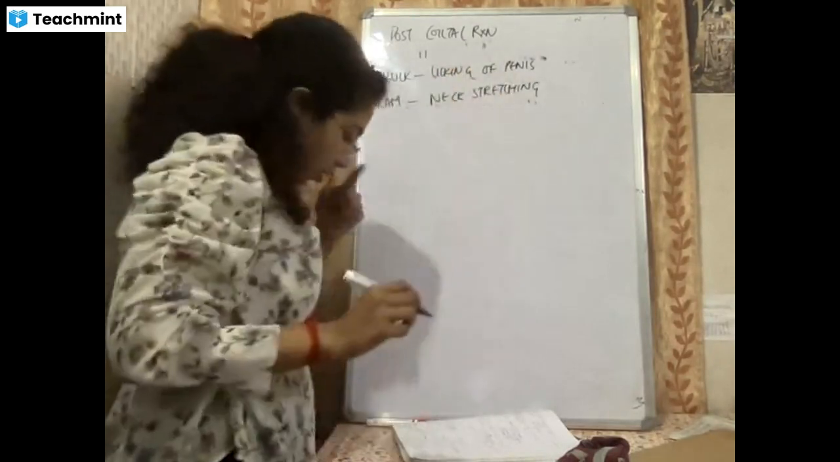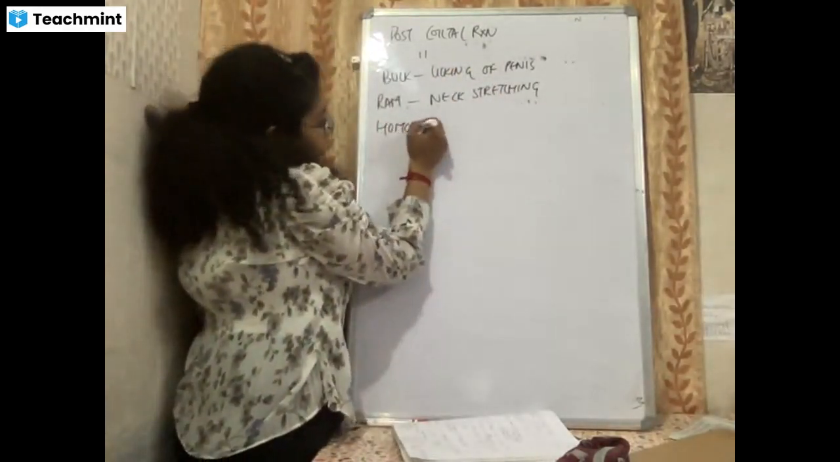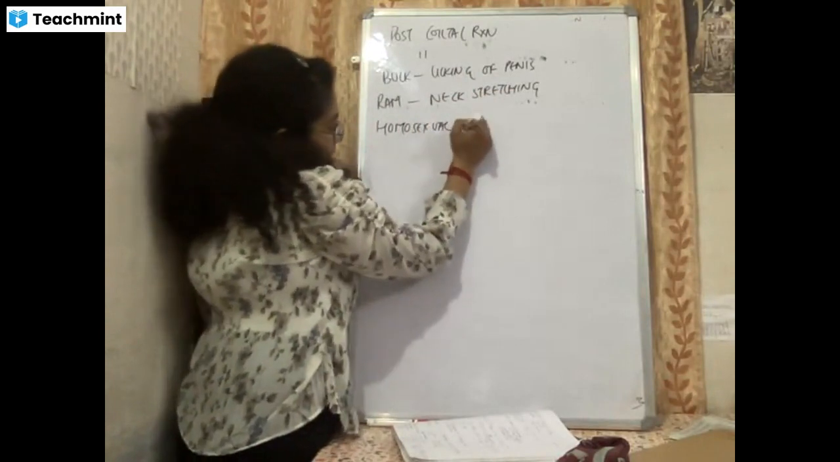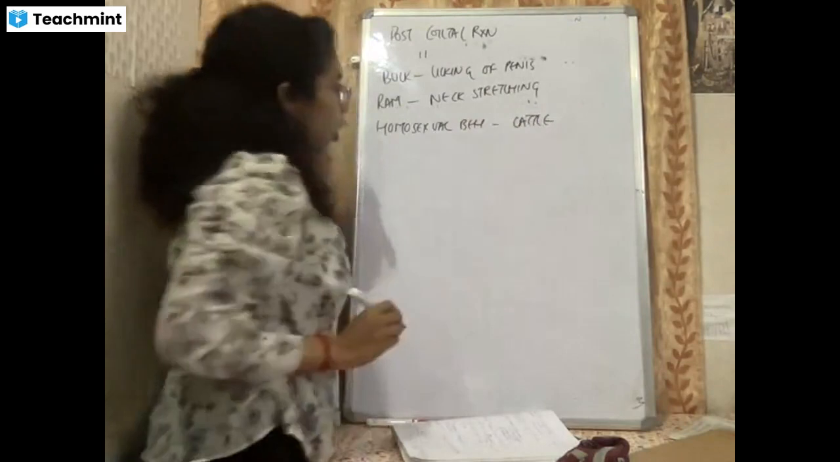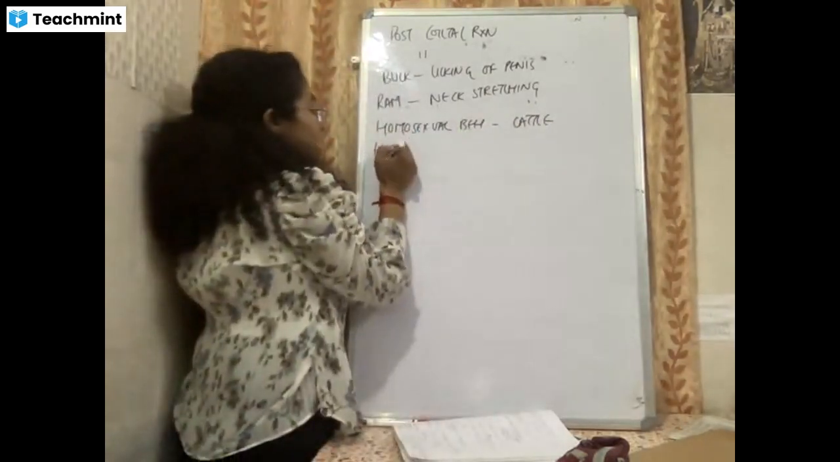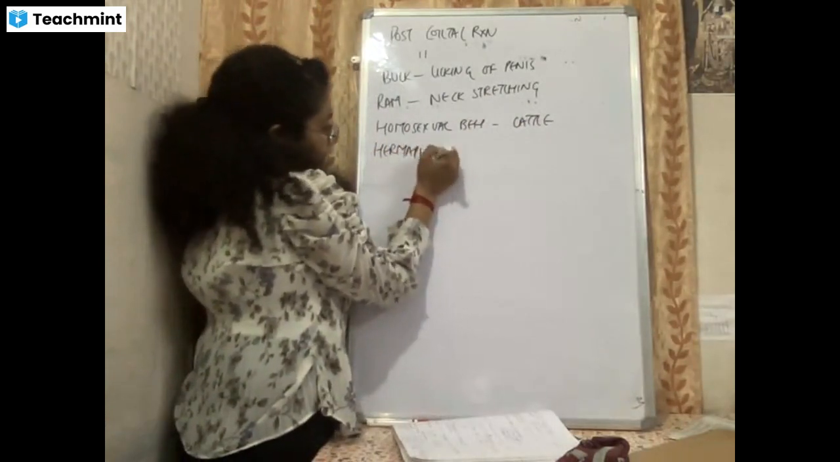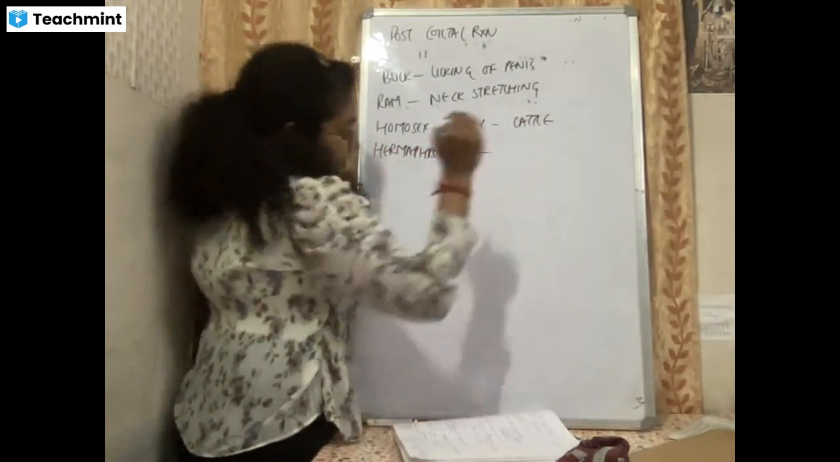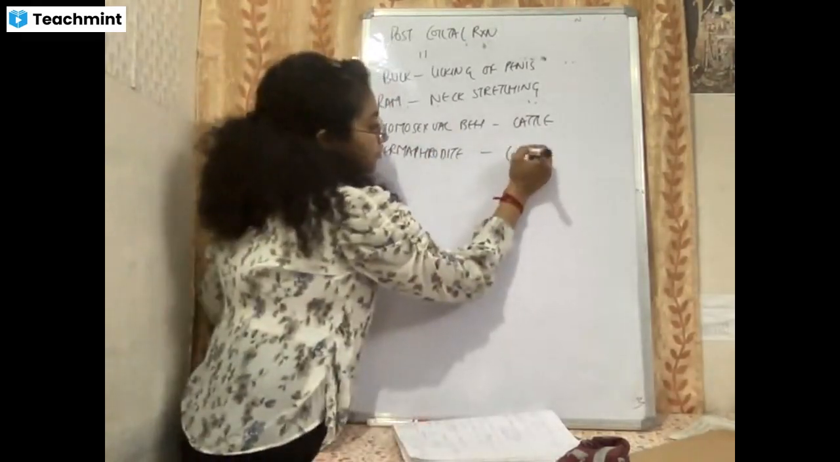Okay? Now, homosexual behavior. Homosexual behavior is shown by the cattle. Then hermaphrodite. This type of behavior is shown by the goat.